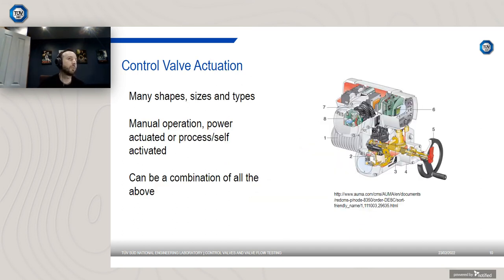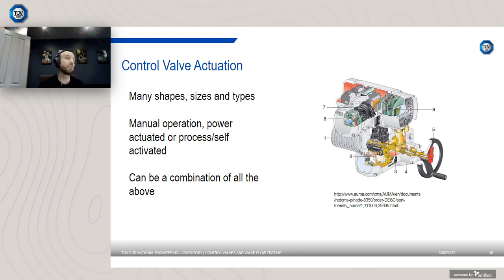Another quite important aspect of control valves is the actuation. This is quite a big topic, so I'm not really going to cover it in much detail, but actuators can come in all different shapes, sizes and types. The simplest being manual operation, so either a hand wheel or a lever, which allows you to move the valve or change its position. Power actuation, so it could be electrically actuated, or it could be a pneumatic actuator that's powered by compressed air. Or the valve could be fully process or self-activated.